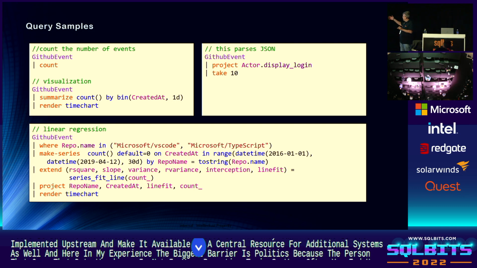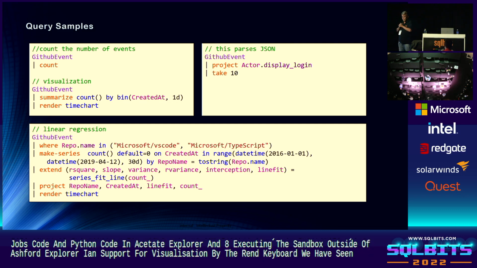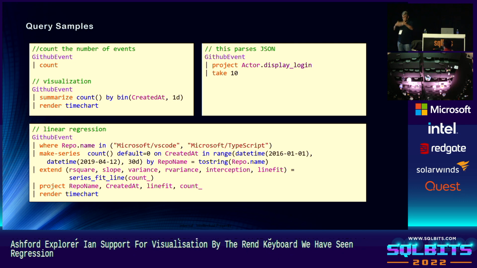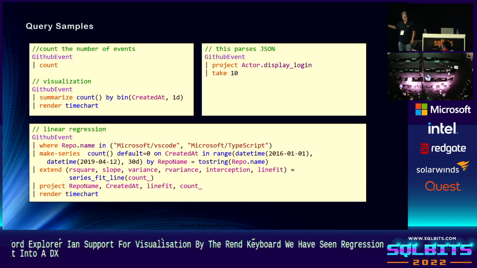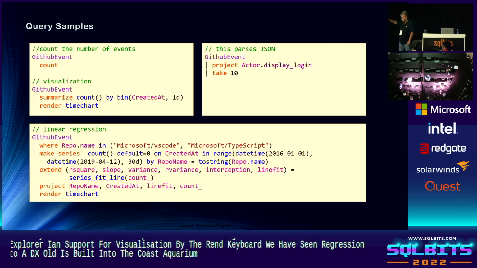We have seen how we're parsing JSON on the right-hand side top, and then on the lower side, we're doing some linear regression calculations. And all that is built into ADX, all this built into the custom query language. Yes, sir?